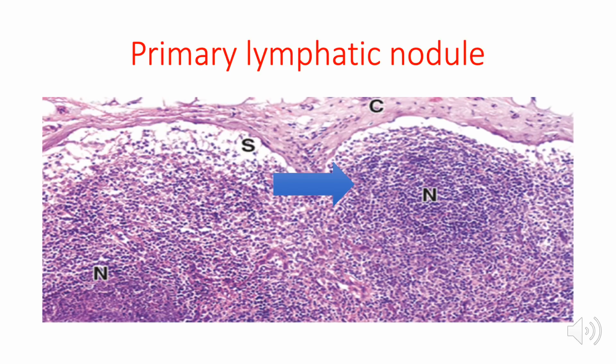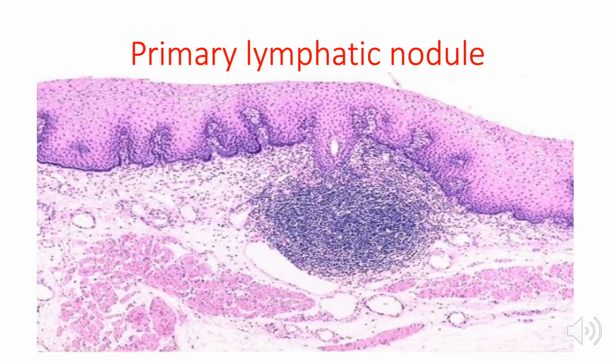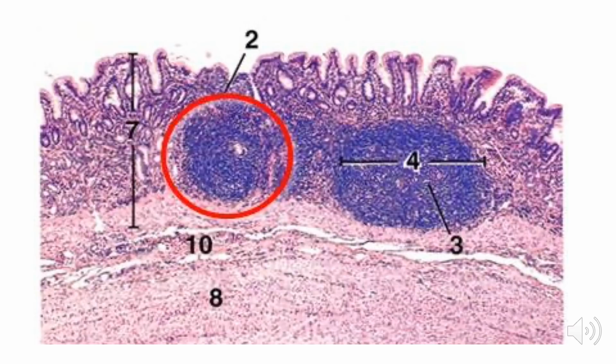Take a look at the nodule pointed by the blue arrow. It's dark-stained, and this is an example of a primary lymphatic nodule. This is another picture of a primary lymphatic nodule. The nodules shown in this picture are both primary type.